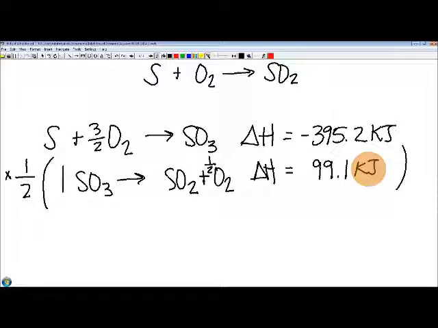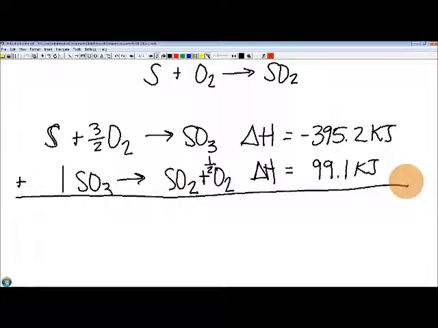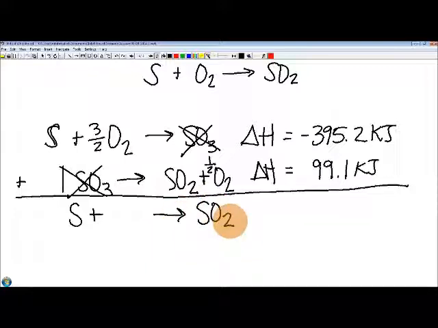Now we can go ahead and cancel. If we're adding these two lines together, we first want to cancel out things that cancel. The SO3s, there's one of them on either side, so those will cancel out. The S is on the correct side, and the SO2 is on the correct side. So we're good there, but now we've got to deal with these oxygens.